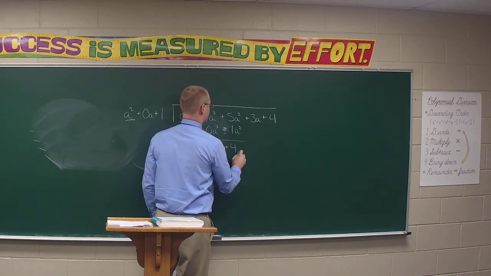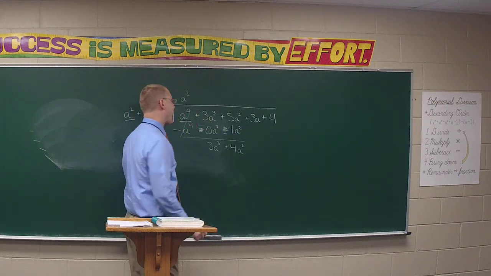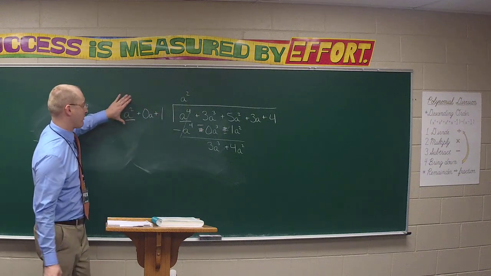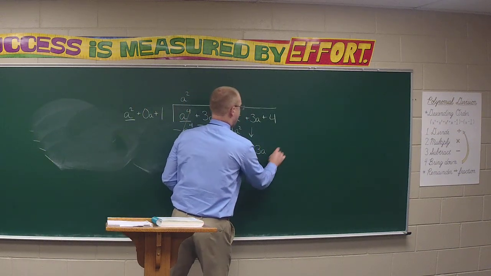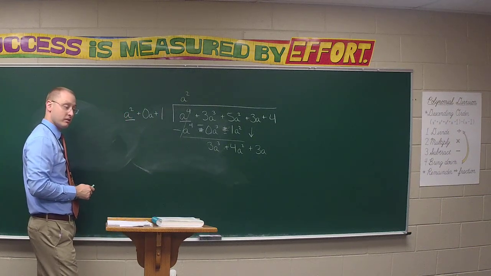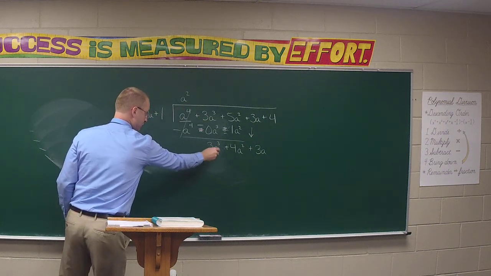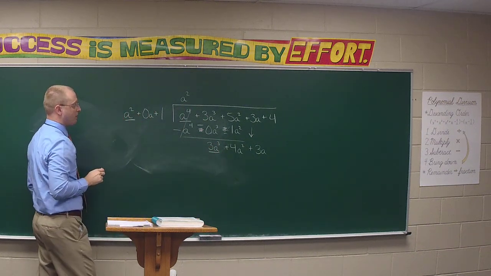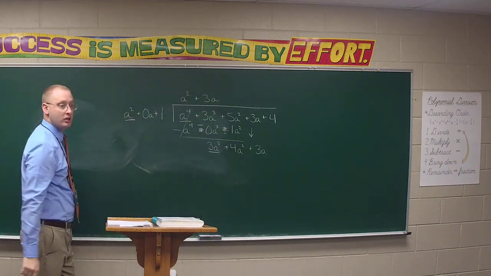Positive 4a squared. All right, and then our next step, Michael, is to bring down so that we have the same number of terms here as we have up here. Well, I've got 3 terms here. I need to bring down 1 more to give me 3 here. And then it's back to the beginning again, where we once again divide the first by the first. And this is now my first term, everything else is canceled. So the first by the first I get positive 3a. We write that down.